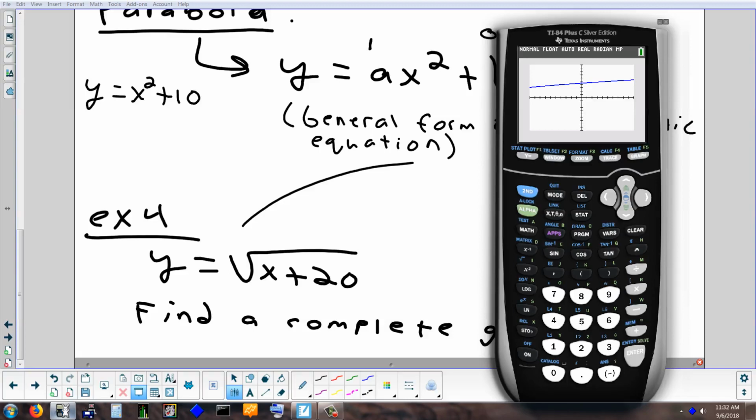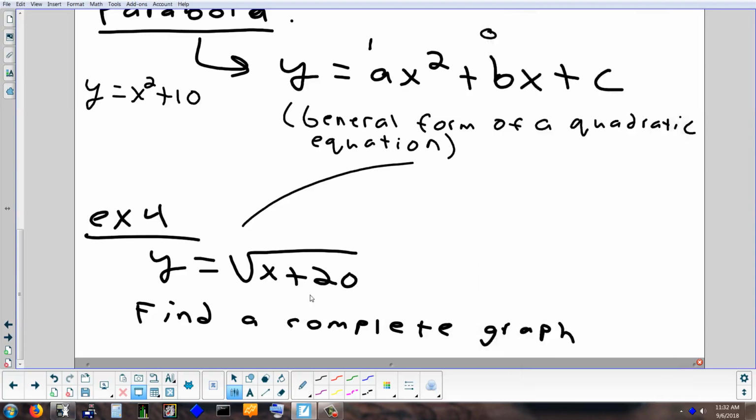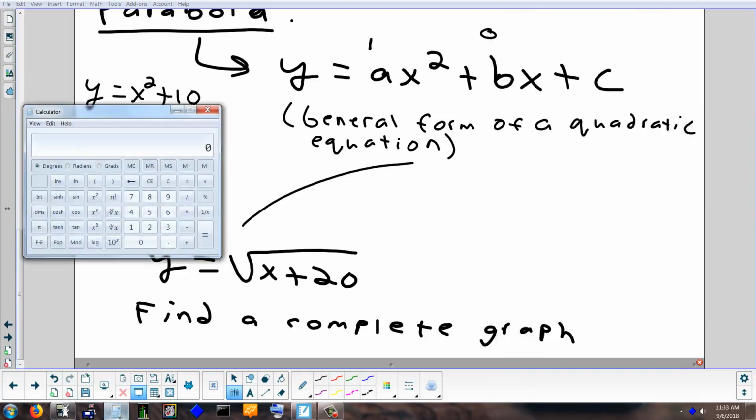Now, what are you not allowed to do with square roots? If you're sticking with real numbers, you can't take the square root of what kind of number? A negative. You can take the square root of zero, that's fine. But you can't take the square root of a negative. If you try, you get an error. Calculator says error. Can you do imaginary numbers? Yes, but we're not doing that. Not yet.